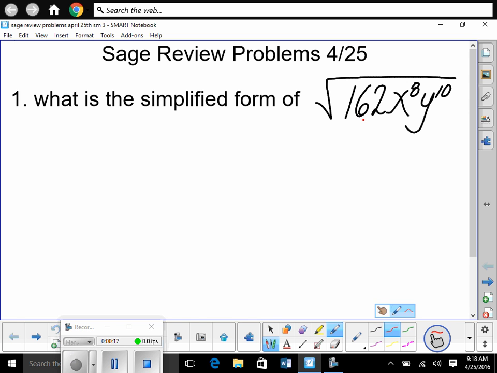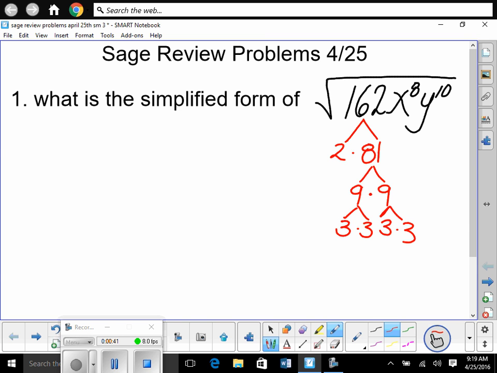Tell me some factors of 162. Now we're going to go clear down to the prime factors, meaning all of the factors. Factors mean what? Multiply to be, it will be prime. 2 times what? 81. Okay, so 2 times 81. 81 breaks down into 9 times 9. 9 breaks down into 3 times 3. And 3 times 3, right? 3 is prime, 2's prime.